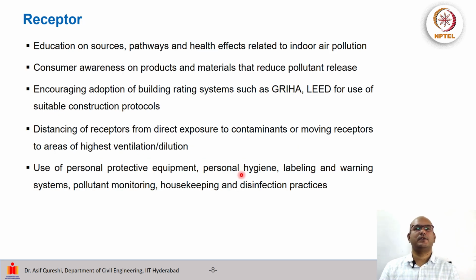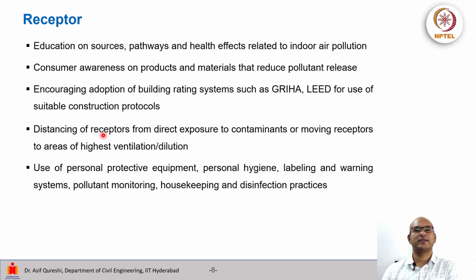At the receptor level, one can provide education. Receptor is us, the humans. One can provide education on sources, pathways and health effects related to indoor air pollution. Create consumer awareness on products and materials that can reduce pollutant release. One can also encourage adoption of building rating systems, for example GRIHA or LEED, for the use of sustainable or suitable construction protocols.